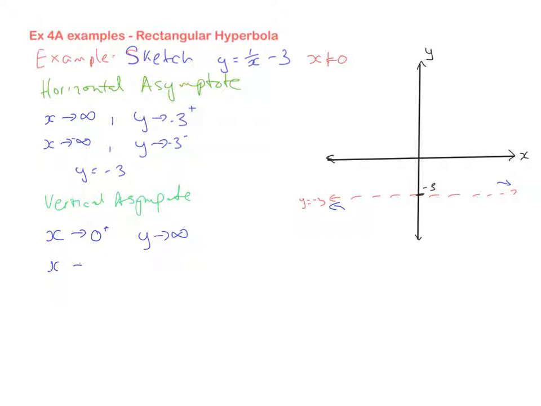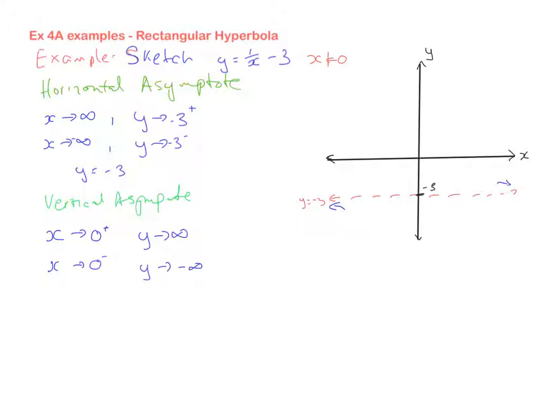So now we've got x is going to approach 0 from below. So that's this side here. So this is going to be like a negative a tiny number. So a negative a tiny number is going to be a huge negative number. So it's going to go down that way. So y is going to approach negative infinity.